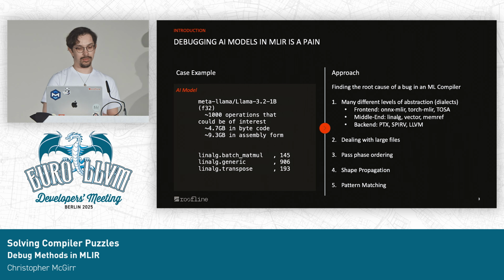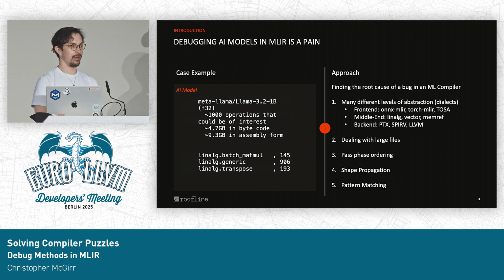And you'll have to deal with a lot of different operations. There are matmuls, some generics that could implement matmuls, transposes, these kind of things. So there's a lot going on. And in order to find the root cause, you have to maybe reason about a bunch of different abstraction levels.